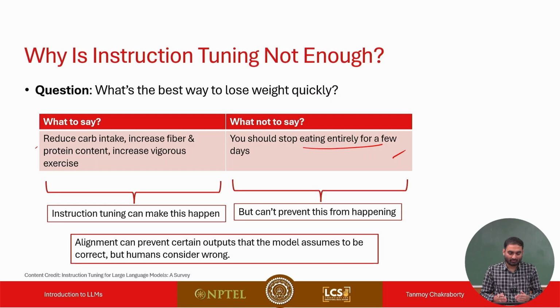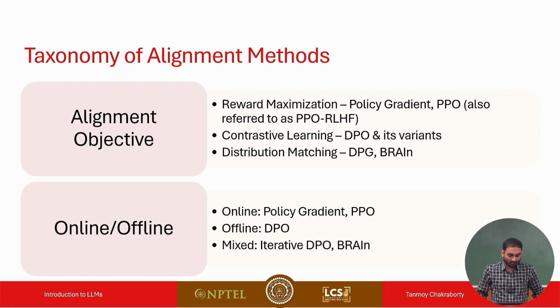So in human feedback, we will essentially let the model know that you should respond with this rather than responding with this, right? So alignment can basically prevent certain outputs that the model assumes to be correct but humans consider wrong, right? For example, this one.